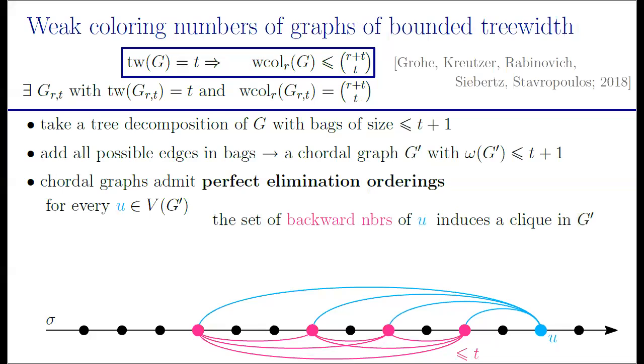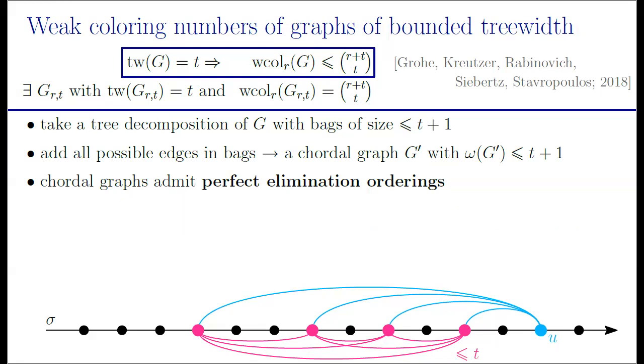Okay. This clique has this quantitative property. It has at most t vertices, in this case that we're considering, because with u we form a clique, and we showed that the clique number is bounded by t plus 1. This is important. So I hope that this definition is clear.